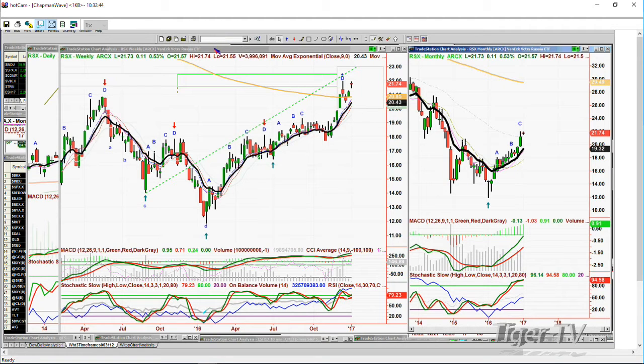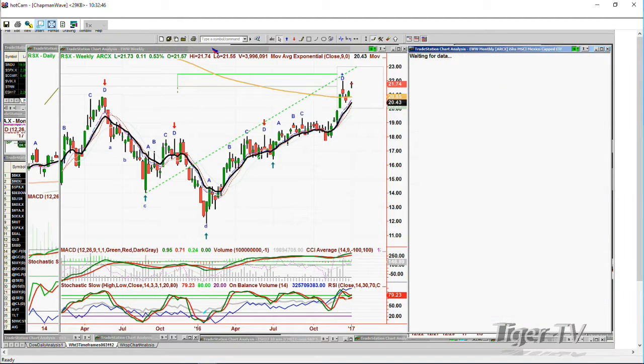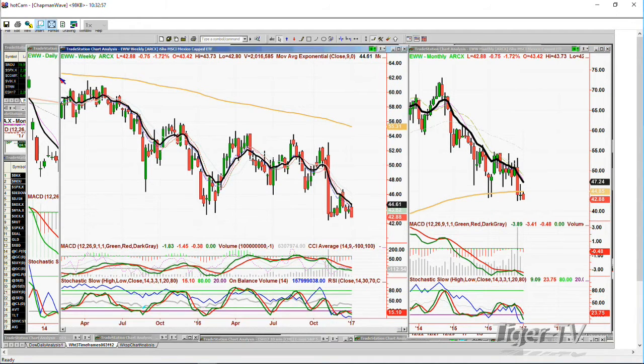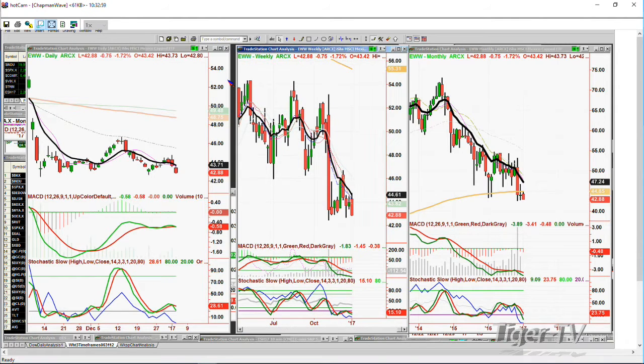And a question came up about the EWW. I don't think I've done EWW. Whoops, on the downside. What is this? iShares MSCI Mexico Capped ETF. Ugh, not looking too good. Not sure, I didn't read the full thing. I should have read it. Oh yeah, it's upside down.